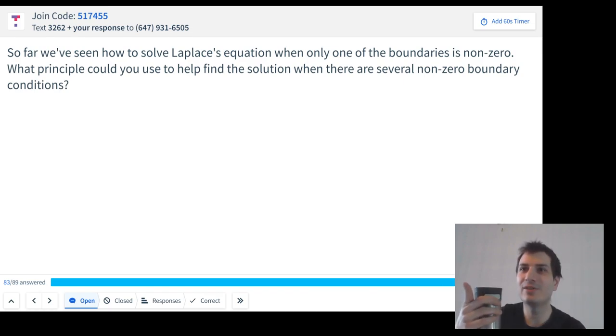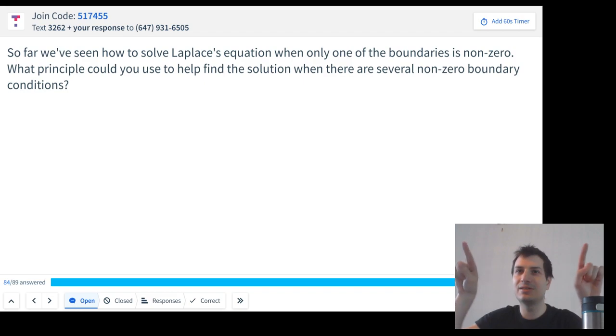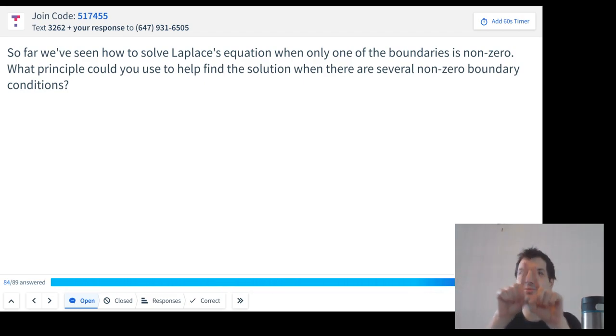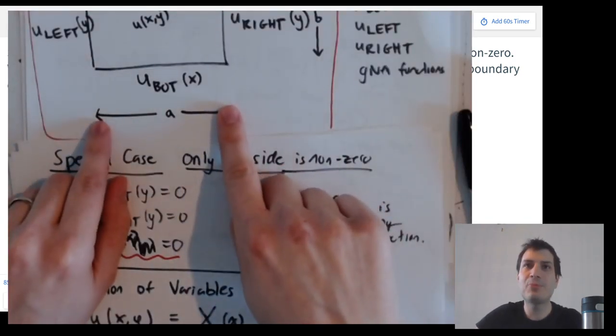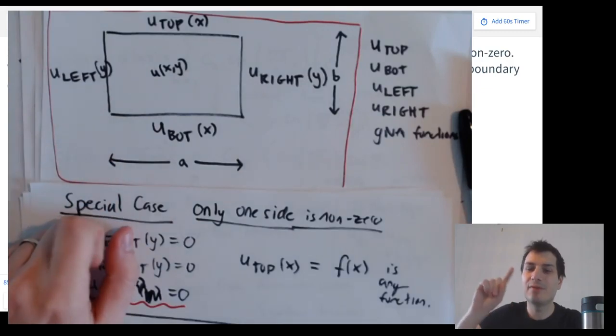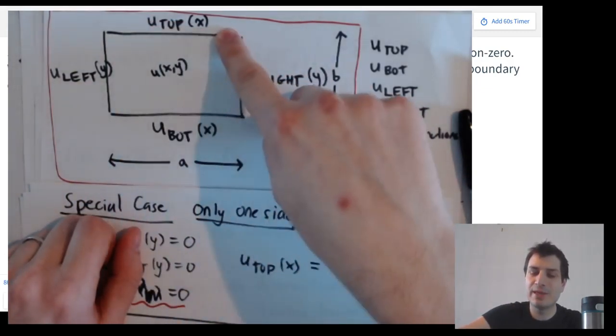In the chat, somebody asked a good question. If instead of the top being the non-zero part, so that was from zero to A on top, let me see if I can find the picture. Yeah, here we go. So the top went from zero to A, and that was the non-zero piece in the problem I did.